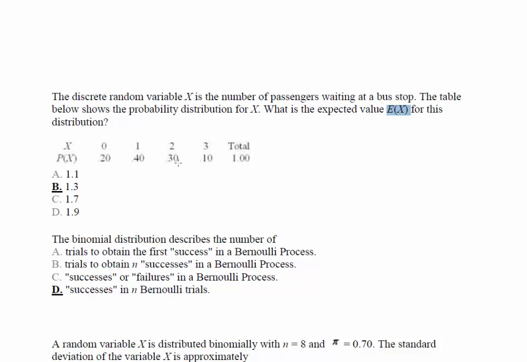2 times 0.3 is 0.6. 3 times 0.1 is 0.3. So this is 0.4, 0.6, 0.3. You add them together, it's 1.3. So therefore, B is the correct answer.